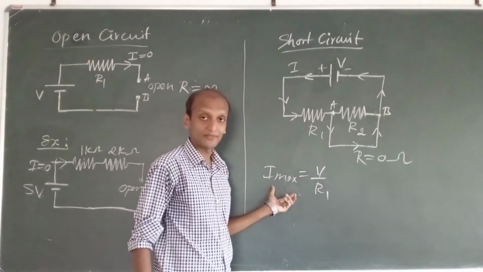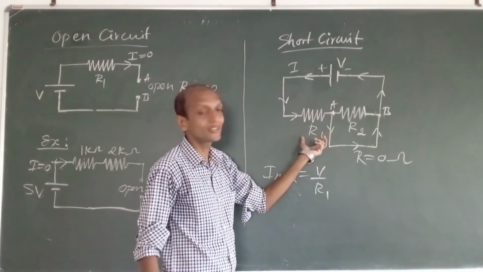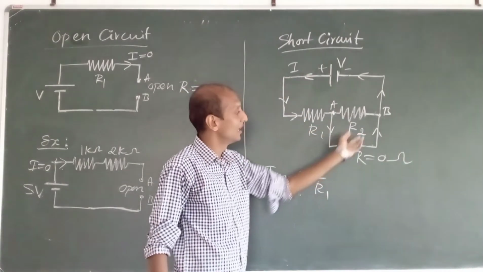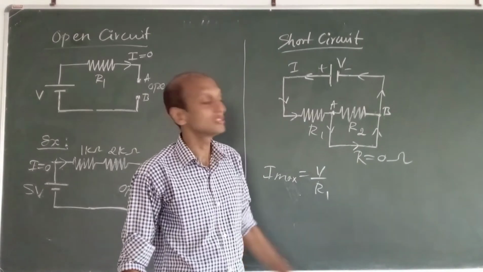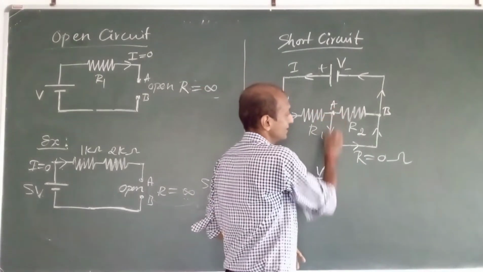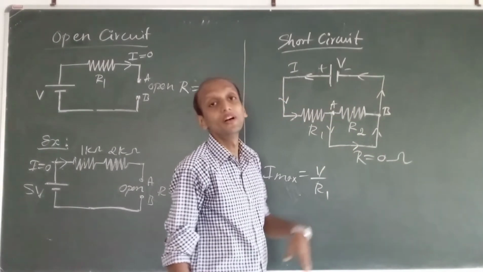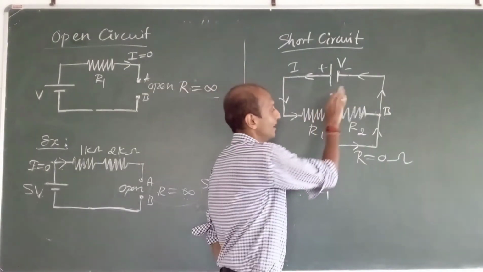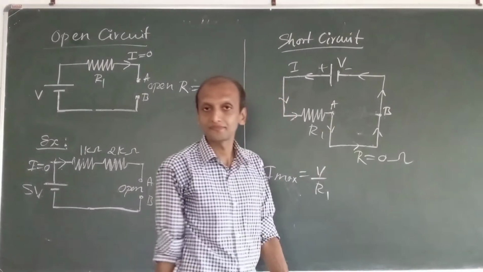And the maximum current can be said as the applied voltage divided by the resistance. The only resistance which is there in the circuit is now R1. R2 has gone. Because of this short circuit, current will find this easy path instead of going through R2, and it is as if R2 is not there.